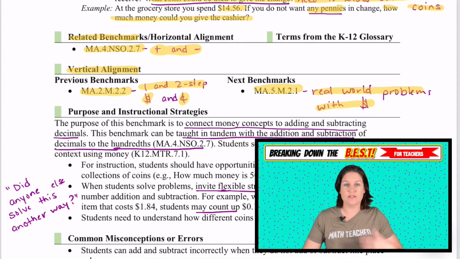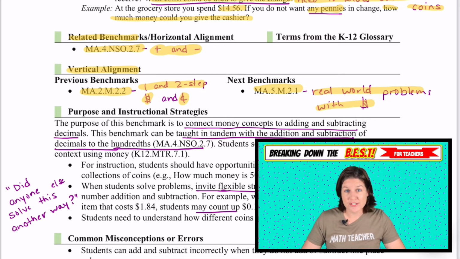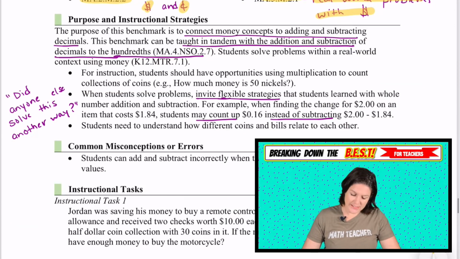So you can see here from 2nd grade, it's been a little bit since we've talked about money. There isn't a benchmark in 3rd grade that aligns vertically with this 4th grade standard. So we need to make sure that we're really breaking it down and making it make sense and reviewing some of those background knowledge skills that they got from 2nd grade. Let's take a look at the purpose and instructional strategies section.